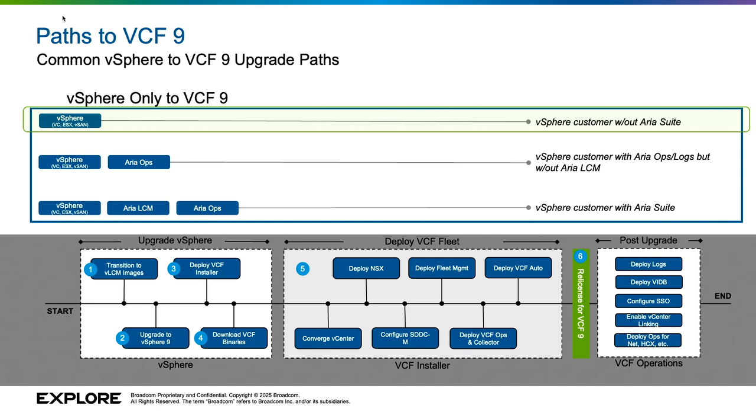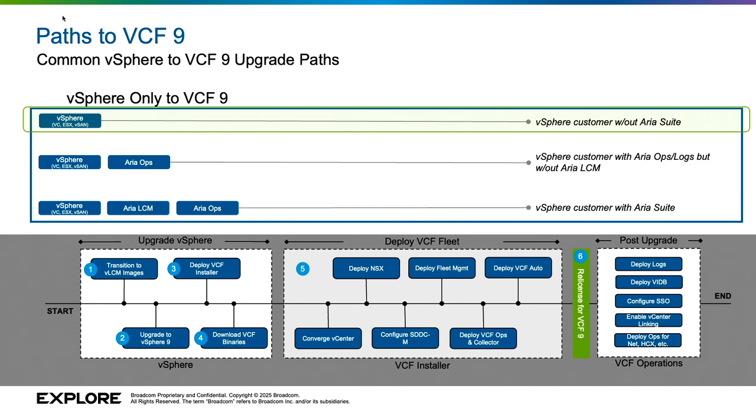So you'll notice the first one here. We're talking about a vSphere environment that does not currently have ARIA operations running. So it's just a standard vCenter with some vSphere clusters, and they're going to VCF 9. The second scenario, well, let me stop here. How many of you think this describes you? Okay, good number there.